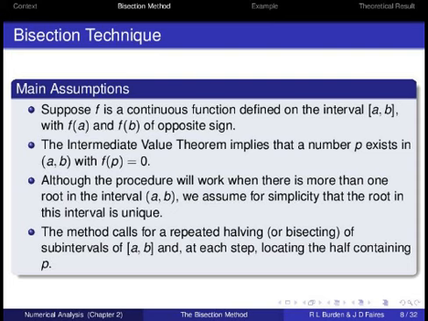Although the procedure will work when there is more than one root in the interval AB, we assume for simplicity that the root in this interval is unique. The method calls for repeated halving, halving meaning bisecting the subintervals at each step, and locating the half containing the root. In every step P will replace either A or B based on the opposite sign condition. So in every iteration the value of either A or B is updated, and your subintervals are also modified.